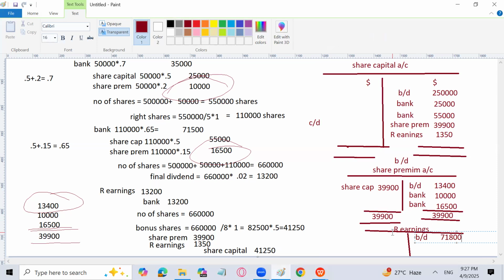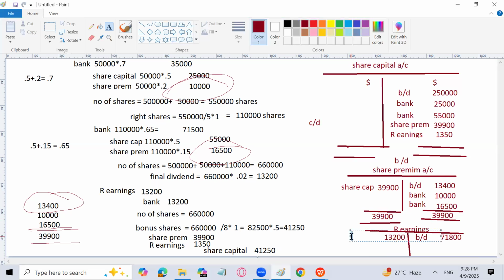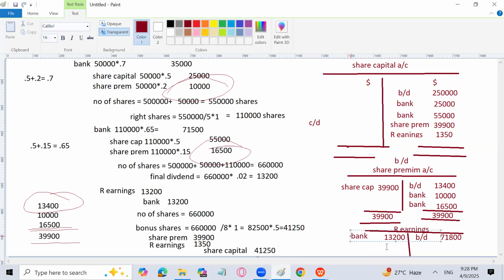Now I will see which entry will affect retained earnings. First entry में retained earnings है beta? No. Second, no. Third, yes. Because we have basically paid dividend. So retained earnings is going to be debited because of dividend with an amount of 13,200, and that is because of bank. You can write the dividend also. Then in the last entry, retained earnings is going to be debited with 1350 because of the bonus shares.